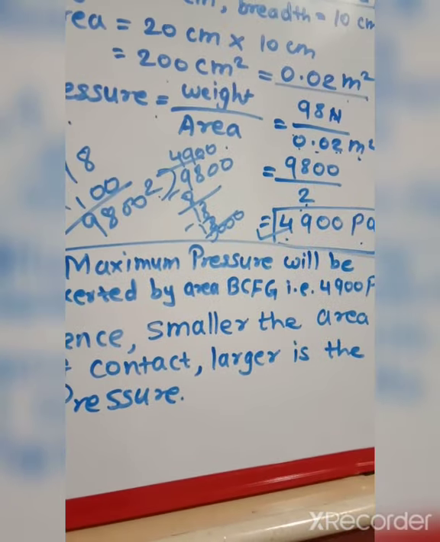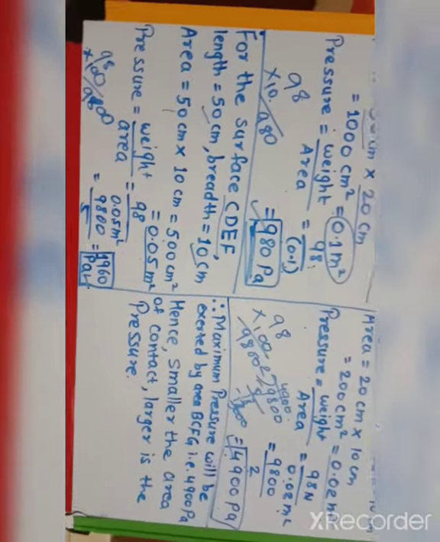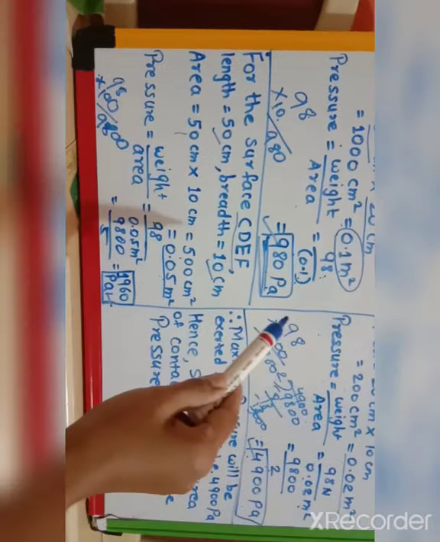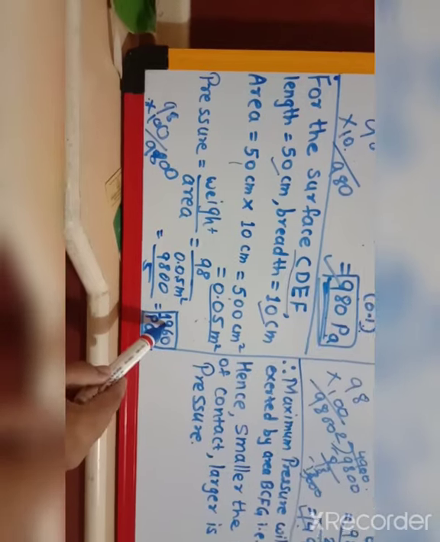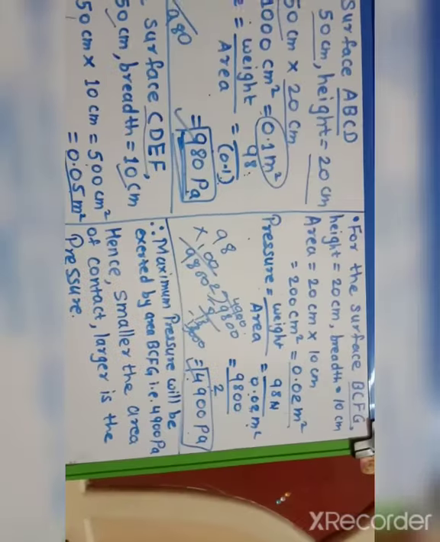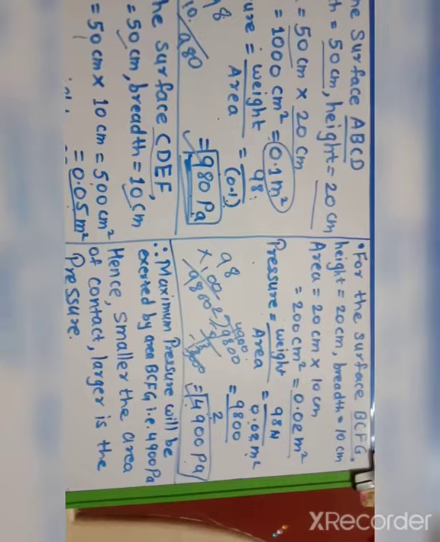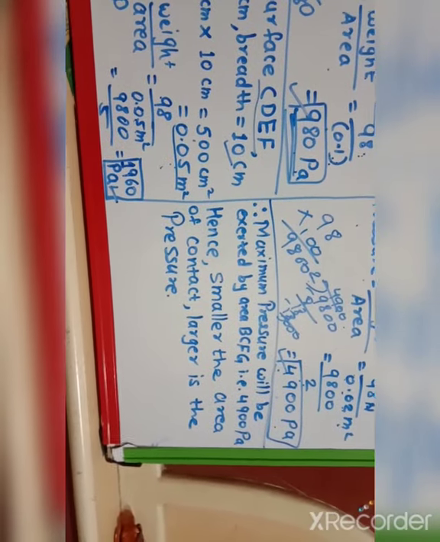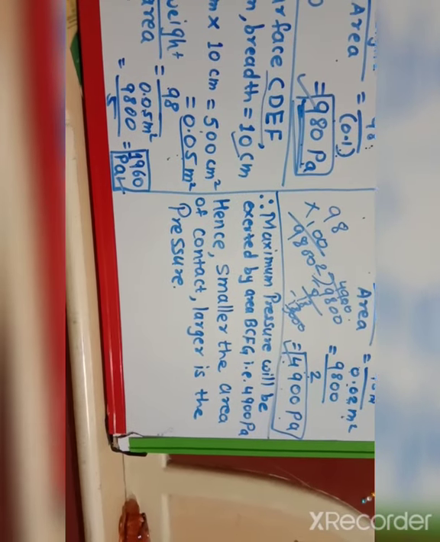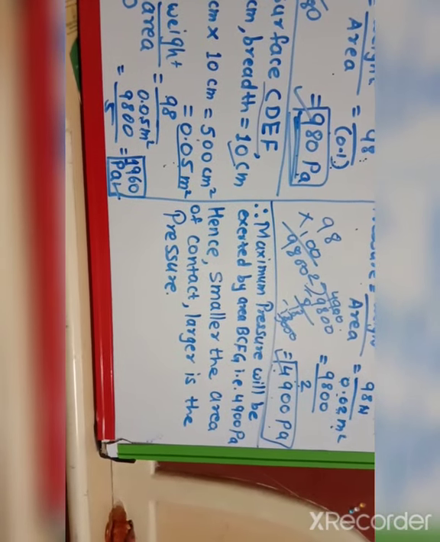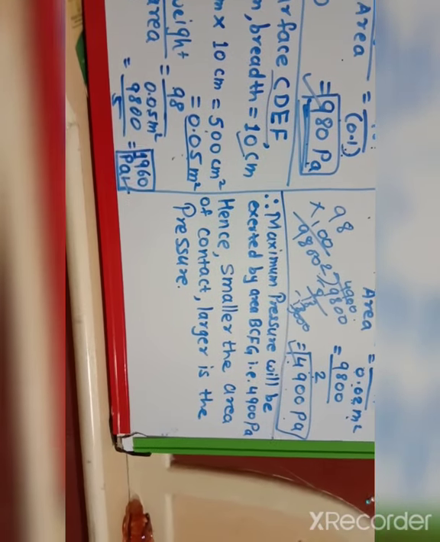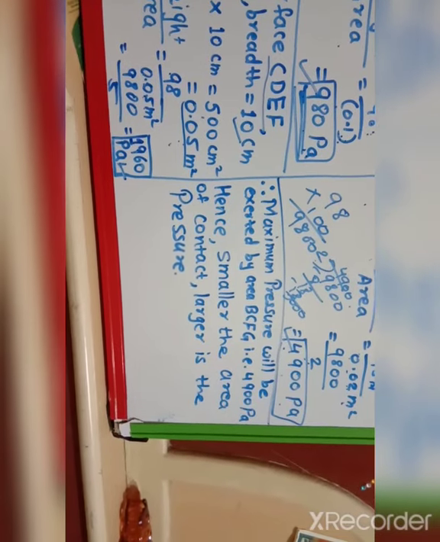Got it, students? So now here we have got the pressure for all three surface areas: ABCD 980 Pascal, CDEF 1960 Pascal, and surface BCFG is 4900 Pascal. So maximum pressure will be exerted by area BCFG. As you have seen the calculation, the maximum pressure is exerted by the area BCFG, that is 4900 Pascal.